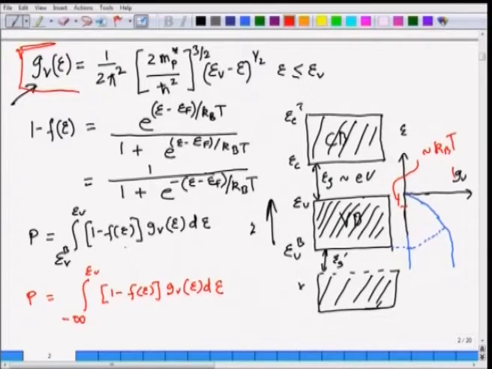Because 1 minus f(E) will die out very quickly as you go down in energy, this product will die out too. For the same reason as on the previous slide, whether I use G_V as this expression or include the dotted line does not matter. By the same token, we can integrate from minus infinity to E_V rather than from E_V bottom to E_V. It does not matter because this product is going to be 0 deep in the energy anyway.